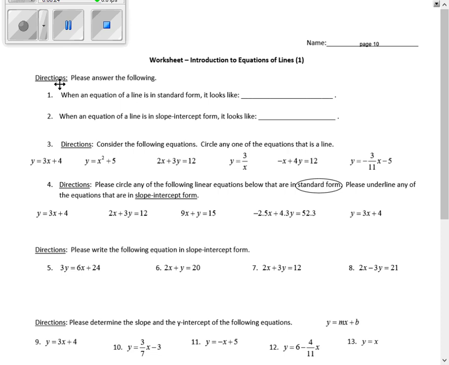Directions, please answer the following. Number one, when an equation of a line is in standard form, it looks like ax plus by equals c, where a, b, and c are whole numbers.